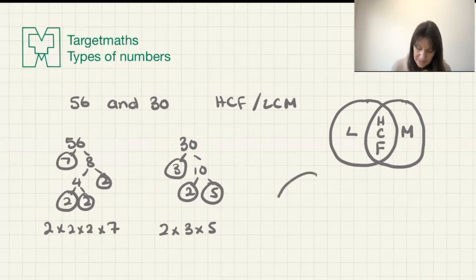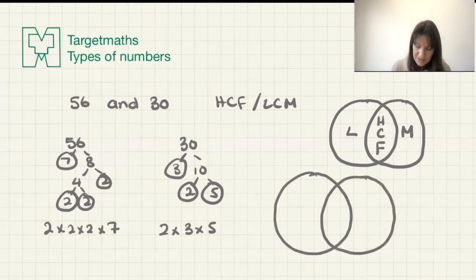We're going to draw a second one now. When you draw it, make sure it overlaps nicely so there's plenty of room in the middle to put the numbers. I'm going to call the first circle my 56 circle and my second circle the 30 circle. And then I am going to match up anything I can. So from 56, I've got a 2 and it matches with that 2, so it goes in the middle.